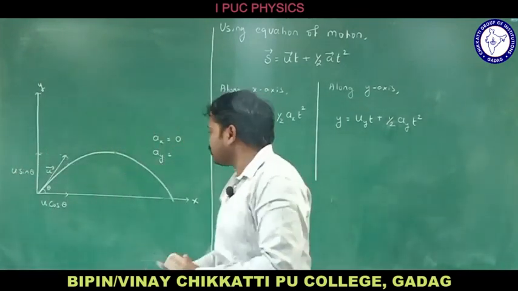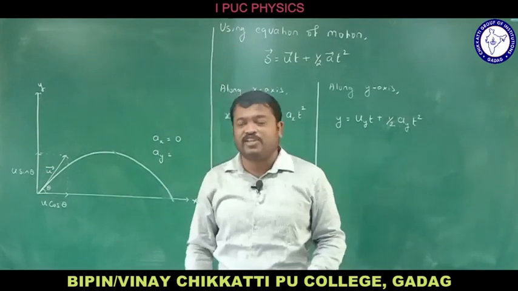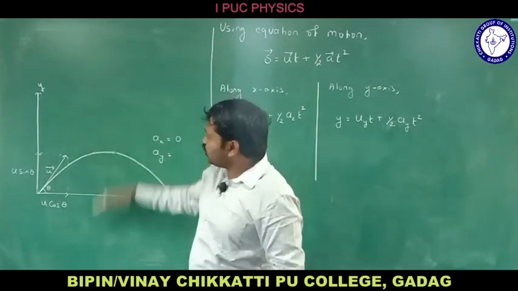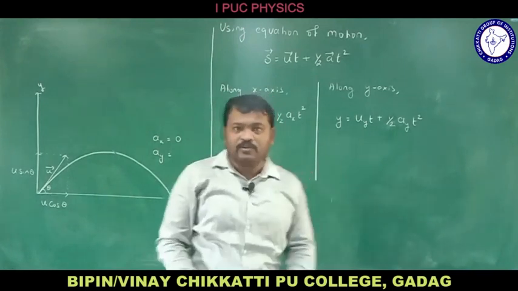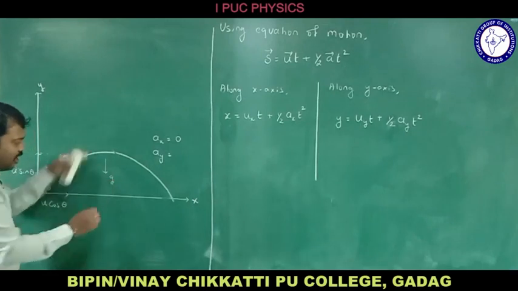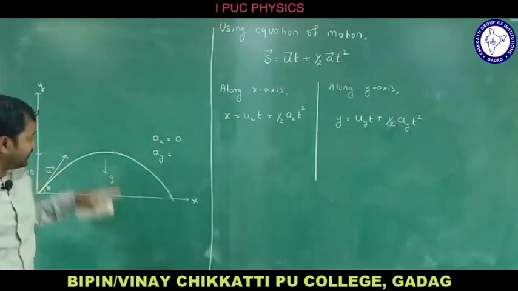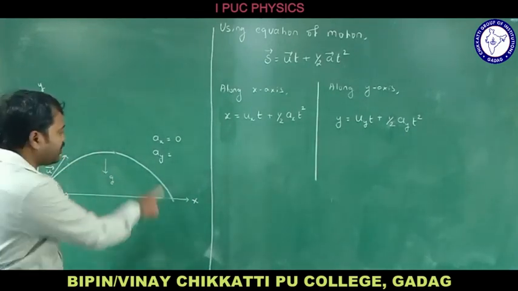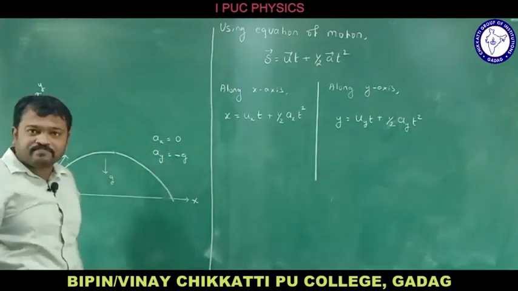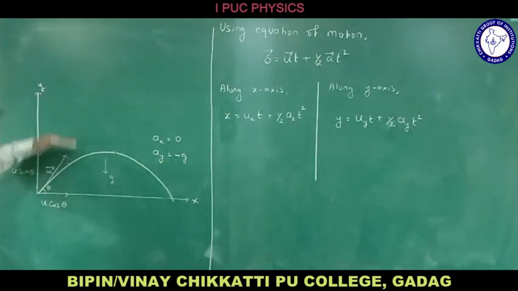Okay, come on, tell me, what is the acceleration along y-axis? Right? Along y-axis means along this axis. Where is the force? Upward direction or downward direction? Downward direction, because the gravitational force, if the object is here, acts along downward direction, right? Since it acts downward, what is the acceleration along y-axis? Shall I take it as minus g, right? Because y-axis is along this direction.